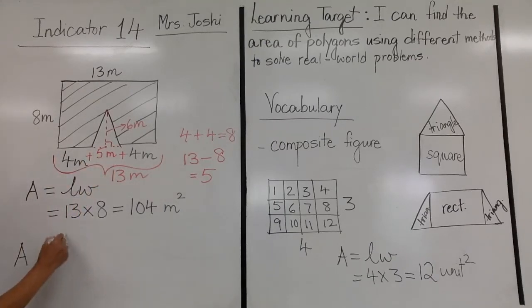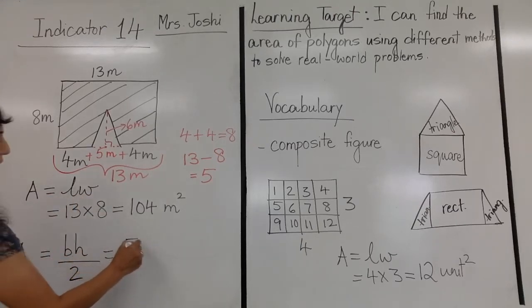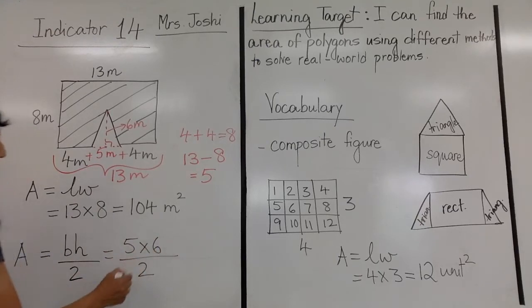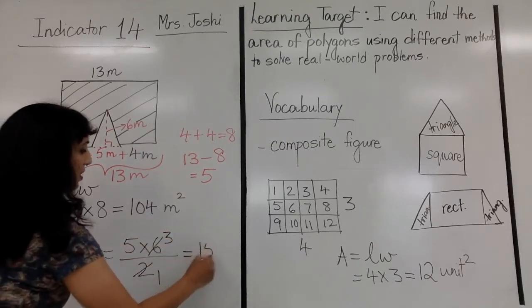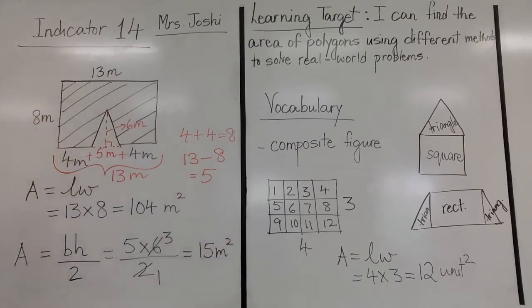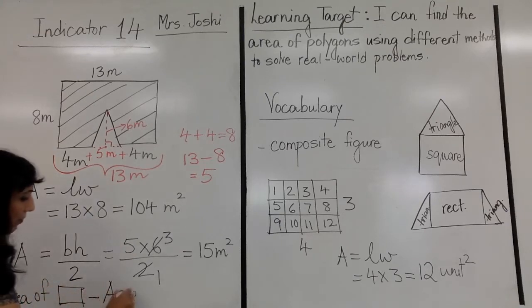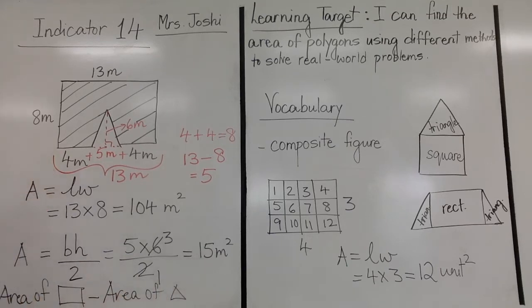So this is going to be base times height divided by 2, which is base is 5, height is 6, divided by 2, and I'm going to simplify 1 times 2 and 3 times 2 is 6, 5 times 3 is 15 meters squared is the area of just the triangle. Now the triangle once again is not part of that shape, so we are going to take the area of the rectangle and from this we are going to subtract the area of the triangle.